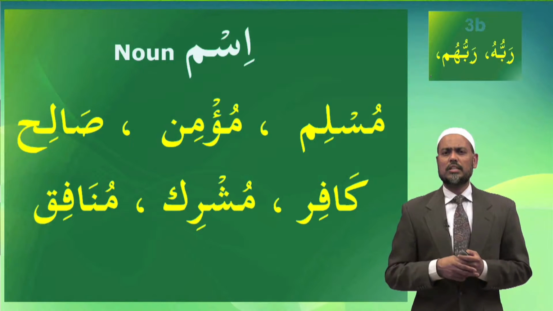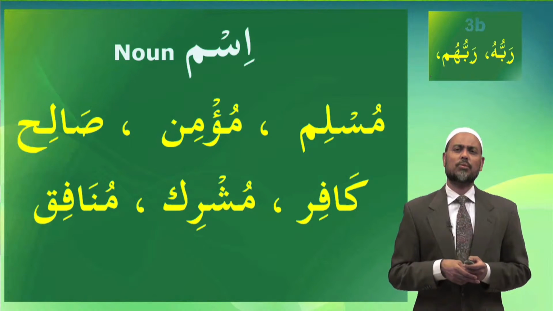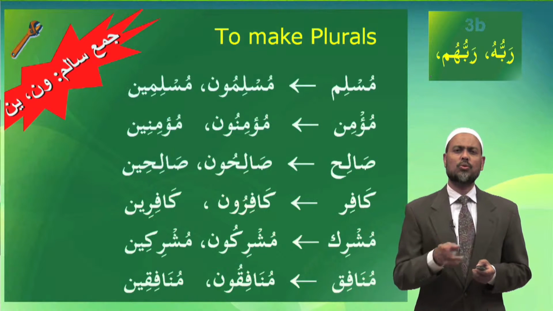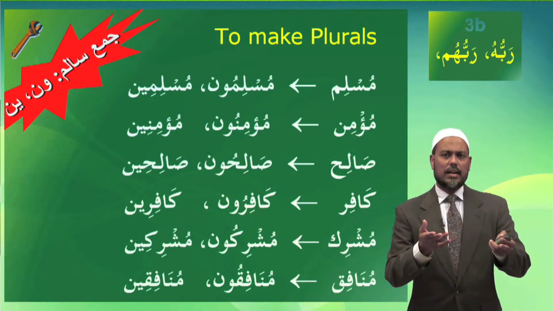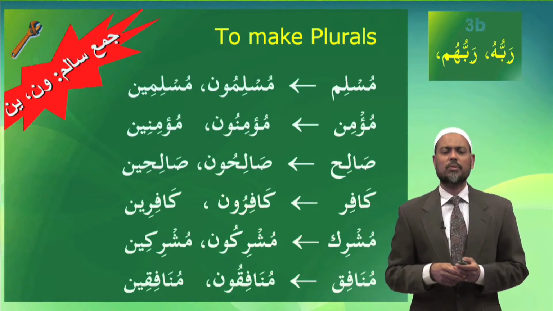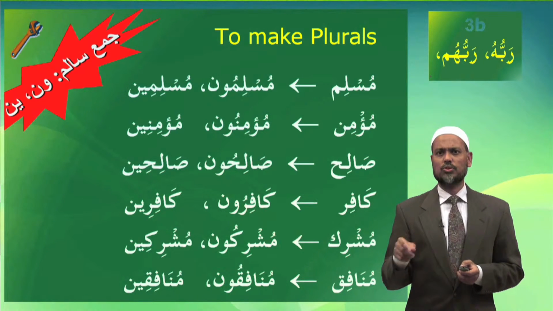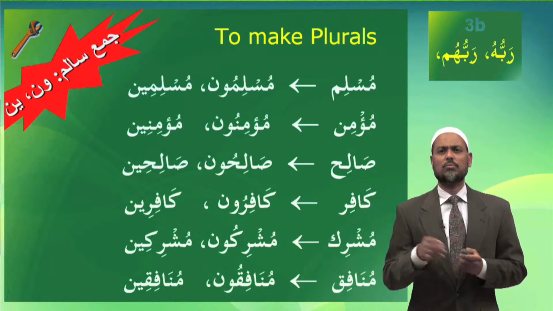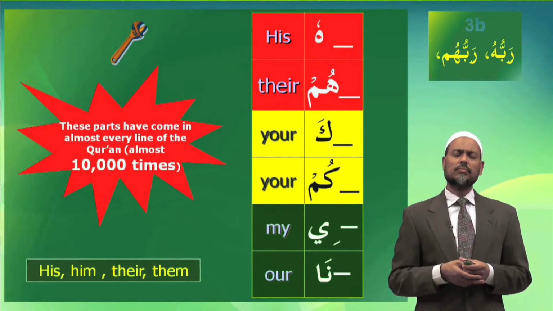We have also learned 6 different types of nouns and how to make their plural. Can you answer? Plural of Muslim is muslimun, muslimin. Plural of mu'min, mu'minun, mu'minin. Salih, salihun, salihin. Kafir, kafirun, kafirin. Mushrik, mushrikun, mushrikin. Munafiq, munafiqun, munafiqin. This is one way to make the plurals.